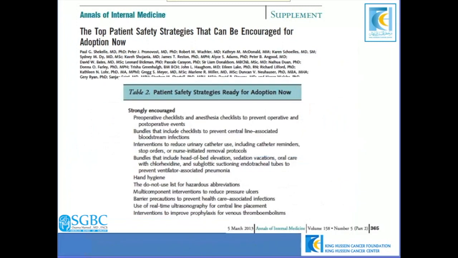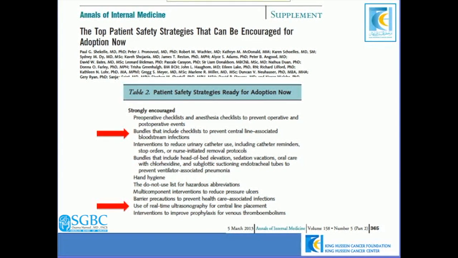So again, a group of specialists in this issue have met recently and came up with 10 strategies that are ready to implement all over the world because the evidence is enough. There's enough evidence about these strategies to implement, to prevent, to assure patient safety and improve patient quality. 2 of them are our subjects today. If you look, number 2 is bundles that include checklists to prevent central line infections, and the other one, use of ultrasound guidance for central line placement.